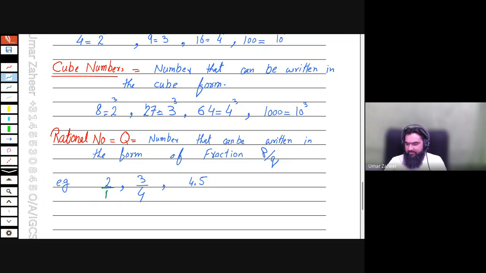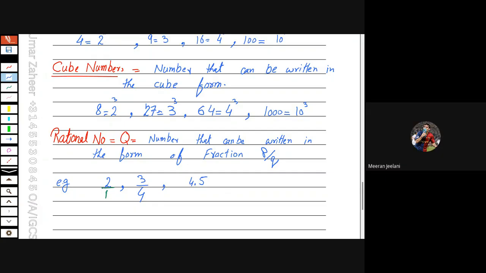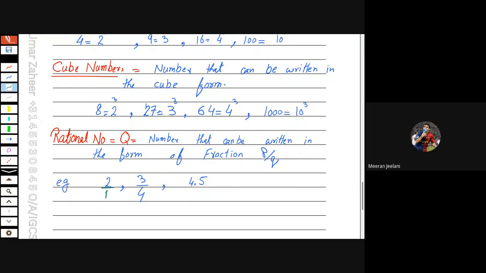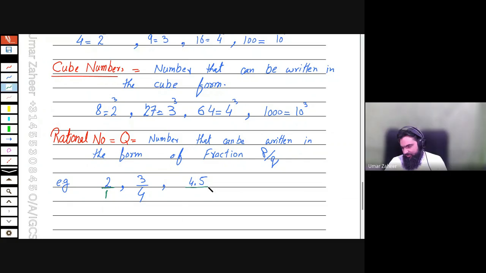All right. Now we have 4.5. Yes, Mehran, 4.5 is a rational number. Yes, sir. How is it a rational number? Sir, 9/2. Yes, you have to write 1 at the place of the decimal. If you have 2 decimal places, you have to write 2 zeros. If you have 1 decimal place, write 1 zero. If you have 3 decimal places, you have to write 3 zeros. So now there is no decimal. So it will become 45 over 10. So 4.5 can be written in the form of a fraction. So it means that 4.5 is a rational number.